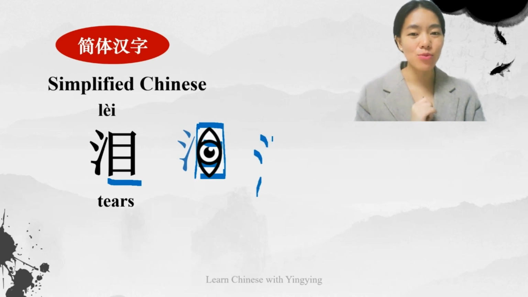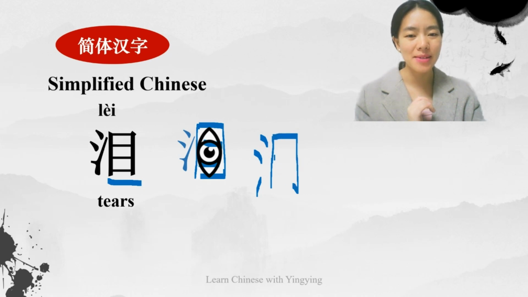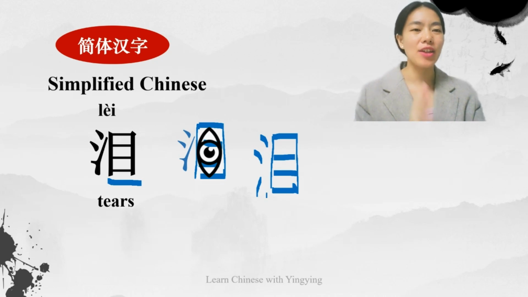So the same rule, from the left to the right, from the top to the bottom. So this is the word lei. Lei. It means tears.